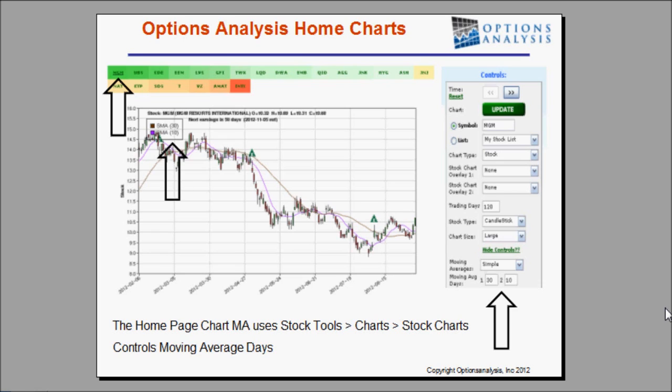A change we've made is that if you go to your stock charts and look at your controls, so inside the stock chart under the controls section, if you click on show controls, there's moving average days, and whatever you put there, when you click the green update button you see at the top in the stock charts, that's saved, and those are the two numbers we're going to use on the charts that appear on the home page of options analysis.